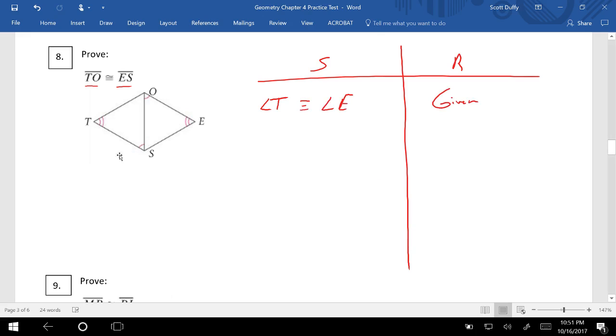And then I've been given that angle TSO, this angle right here, is congruent to this angle, which is EOS. I haven't been given anything else, but I do know that this side is shared by both triangles, so I can say that OS is congruent to OS because of reflexive property.